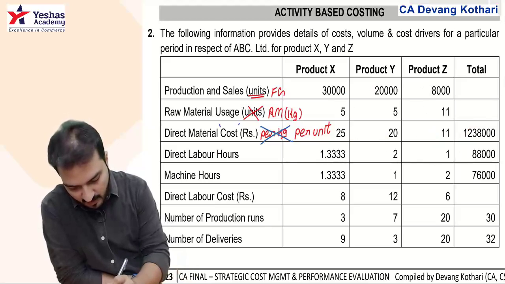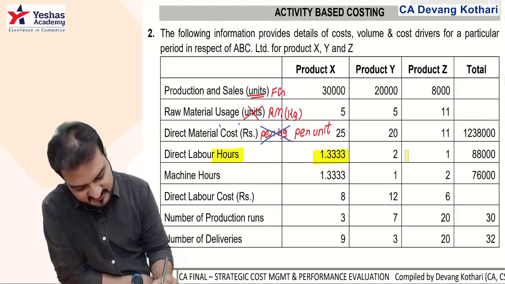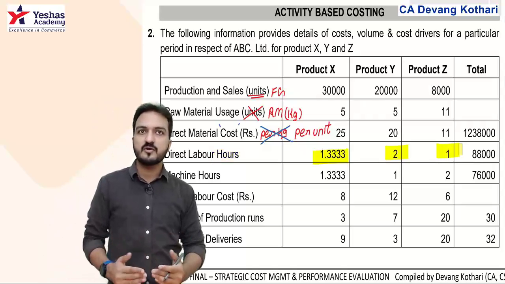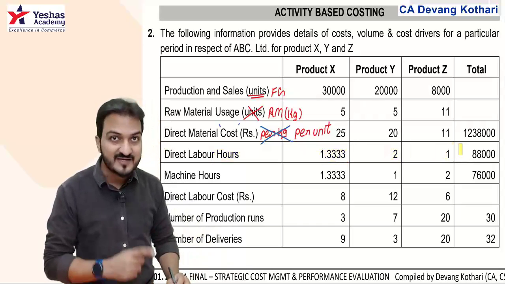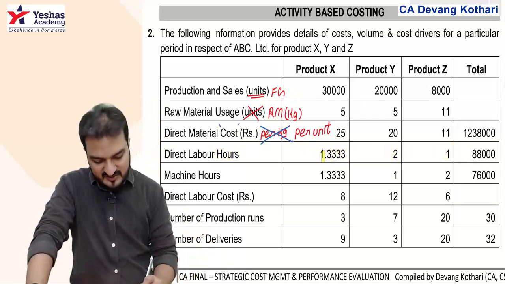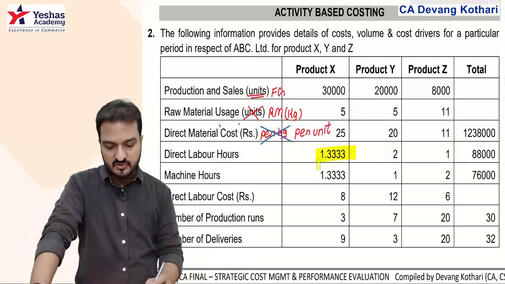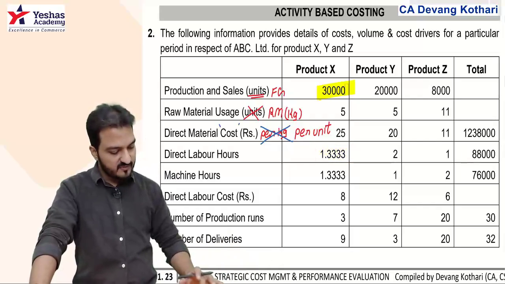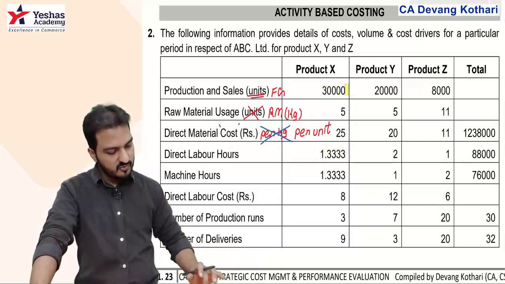You're given labor hours for X, Y and Z, and the hours given are for 1 unit of X, 1 unit of Y, 1 unit of Z. 1 unit of X requires 1.33 hours. So 30,000 units of X will consume a total of 1.33 into 30,000.